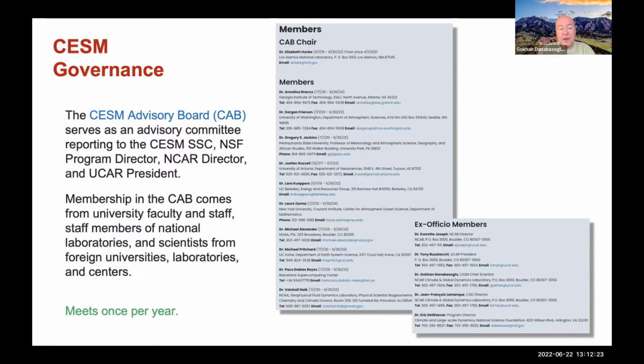Membership in the advisory board comes from university faculty and staff members of other national laboratories, and also from scientists from foreign universities, laboratories, and centers. And this is showing our current members of the advisory board, and they're all external to NCAR. And again, ex officio members include myself, the CGD director, NCAR director, UCAR president, and NSF program director.